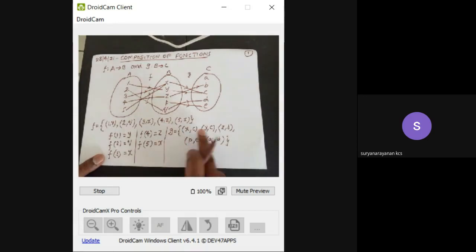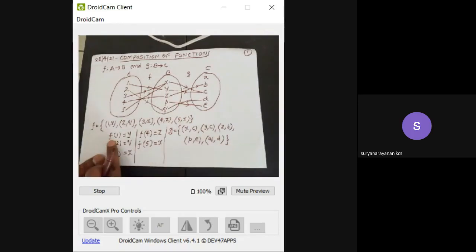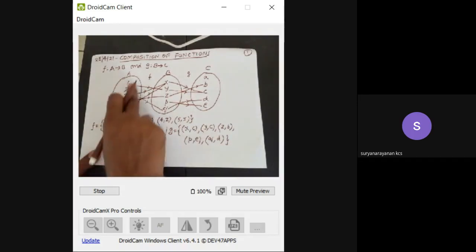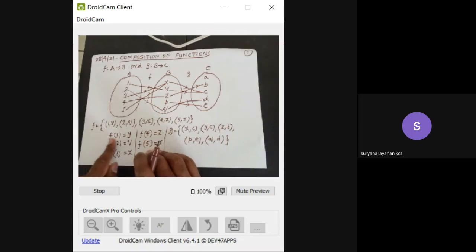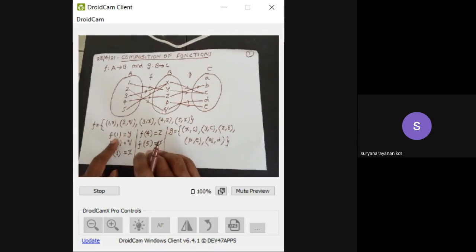We wrote this function G in the roster form, the set of ordered pairs, as we wrote here, images of every element in the domain of f. Previously, I told you this notation denotes the image of that particular element under the function f. How do you read this entire notation? This is the image of element 3 under the function f.